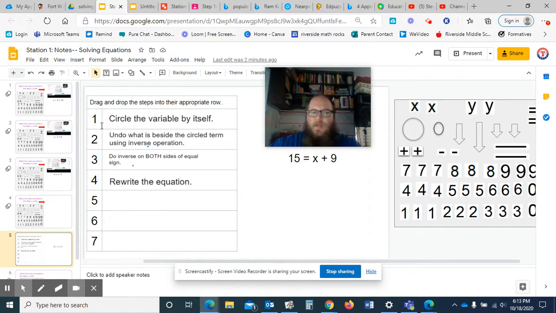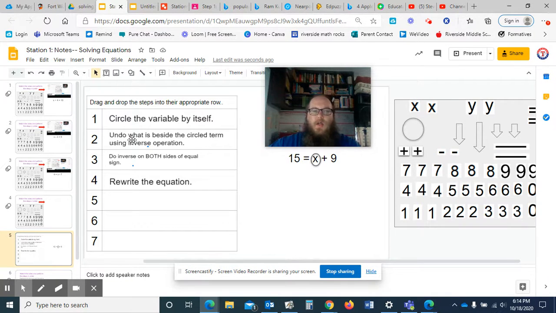Okay, so step number 1, circle the variable by itself. We've talked about this. We want to isolate the variable. So I'm going to grab my circle here and I'm going to put it right on top of my x to isolate it. So step number 1, circle the variable by itself. You want to isolate it.